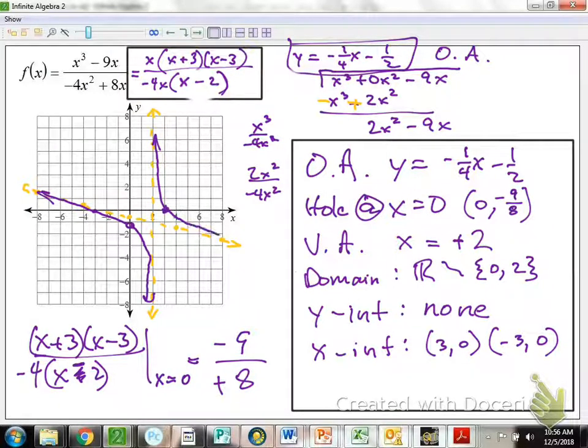Make sure that you are careful to not show a graph crossing a vertical asymptote. It cannot. Graphs can actually go back and forth on either side of a horizontal or an oblique asymptote, but it's a big no-no to cross a vertical asymptote. That's a broken part of the function. It doesn't exist there. Okay? What do you think?